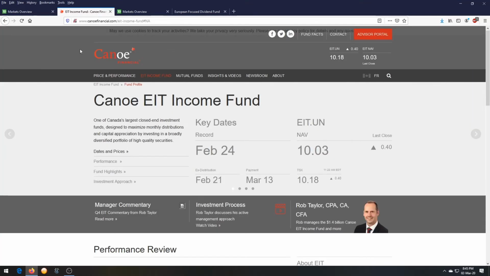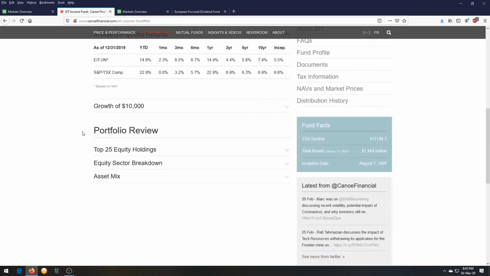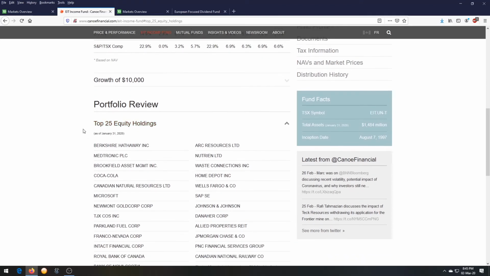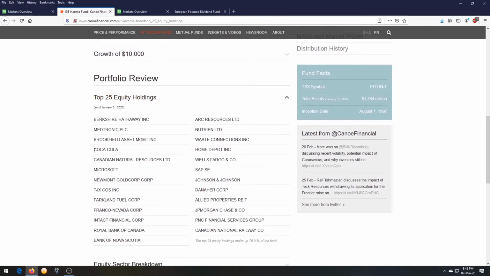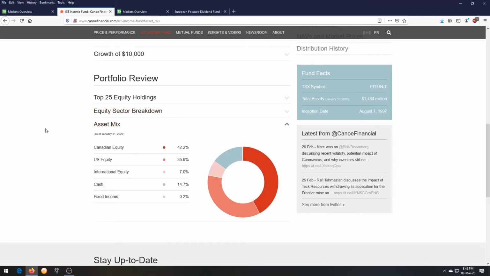If we go on their website, you can see here it's managed by Canoe Financial. You even have a picture of the guy managing it, and you get basically all the information you need about the fund, including which companies are in the fund. So here are the top 25 companies. A lot of them you'll notice are pretty good companies: Home Depot, Wells Fargo, Coca-Cola, Microsoft, etc. You could also get a sector breakdown. So how many of the companies are financial, how many are energy, and also the geography and the asset mix. So you could find out how many are Canadian companies, US companies, etc.